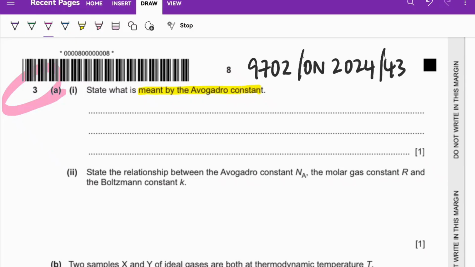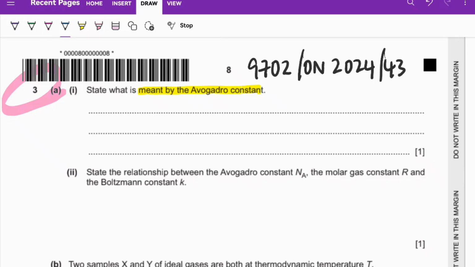The moment you see the word Avogadro constant, I bet you might be thinking you're in the wrong paper, because usually Avogadro constant we learn in chemistry in more detail. But based on the equation that we derived for the ideal gas equation, we have used the concept of Avogadro constant. So what is Avogadro constant?